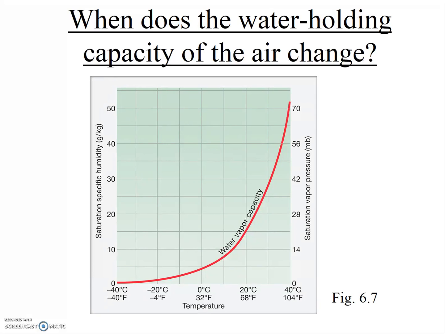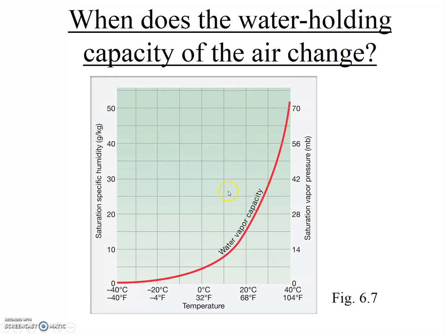So when does the water holding capacity of the air change? Well, it changes when temperature increases or decreases. We already looked at this figure, 6.7, and let's check it out again. This graph shows how the saturated specific humidity, so the amount of mass of water in a certain mass of air, can change with temperature. So as temperature increases, the saturated specific humidity increases, or another way of saying that is the water vapor capacity increases. The amount of water that the air can hold increases as temperature increases.